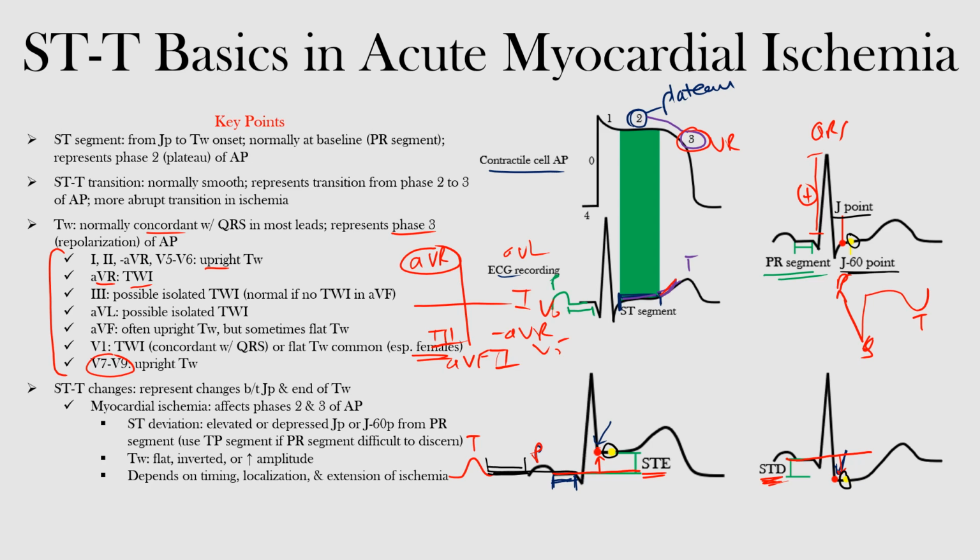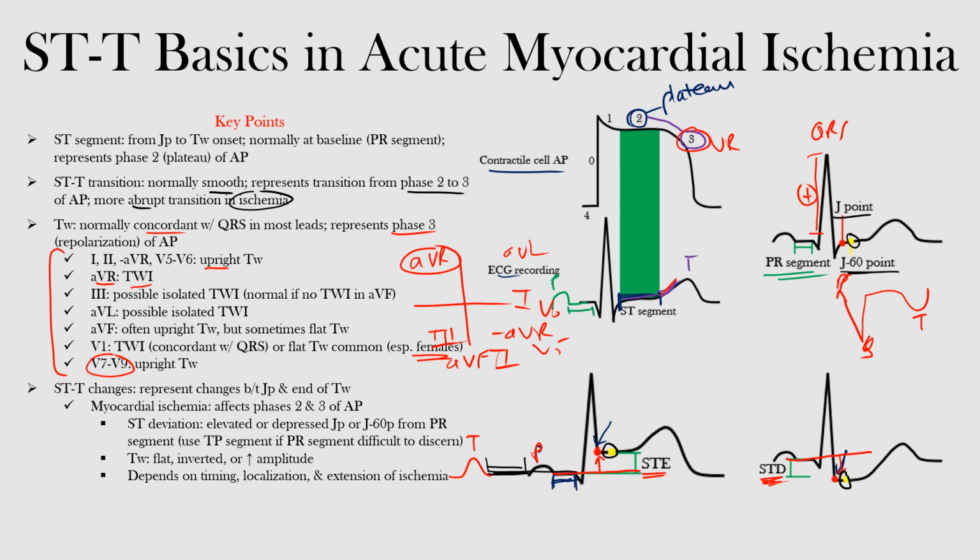All right, let's briefly review what we discussed before we end. So remember, the ST segment is from our J point to the T wave onset. It's normally at baseline, and remember, baseline we defined as our PR segment. It represents phase 2, that plateau phase of the action potential. The STT transition, we said, normally should be smooth. It represents the transition between phases 2 and 3. If there's more of an abrupt transition, that's seen more in ischemia, okay?